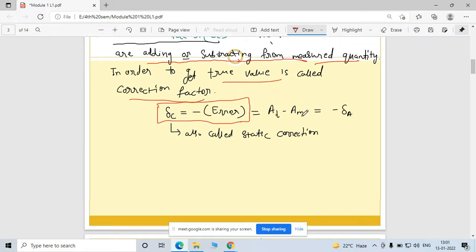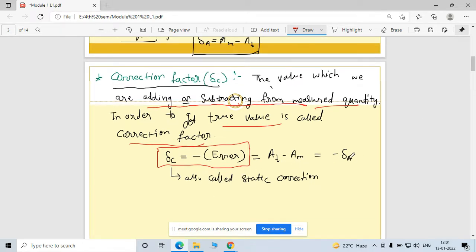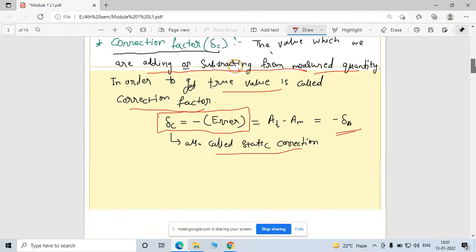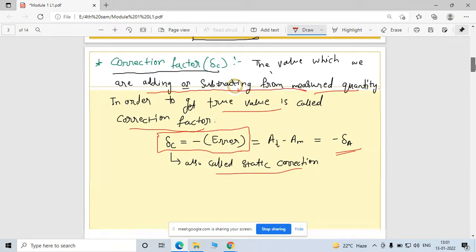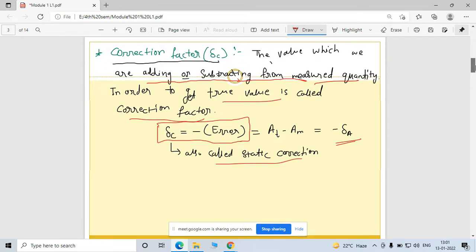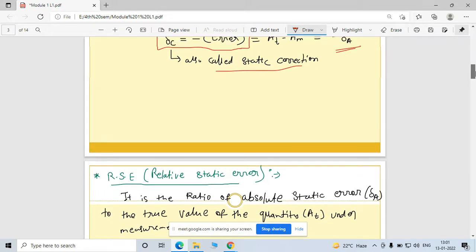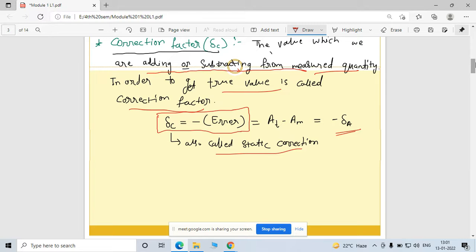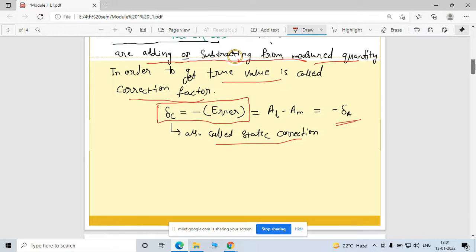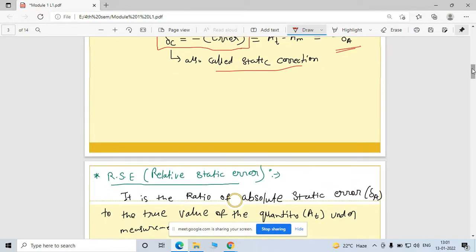Measured value minus true value is nothing but your del A, but the correction factor is true value minus measured value, which is nothing but minus of del A. So it is also called the static correction. This is your correction factor. First of all, we will cover the respective terms, then we will see some examples on that.